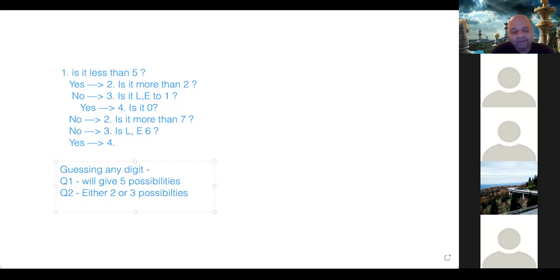Now, if it is 2 possibilities, then Q3 will always reduce it to 1, so you will know exactly. But if it is 3 possibilities, 3 divided by 2 is 1.5, which is not exactly even, so you will get either 1 or 2 possibilities. If you manage to get 1, then you have got your digit. But if it is 2, then you have to ask another question, and that will reduce it to 1, since half of 2 is 1. So in 4 questions, you can always guess any digit.